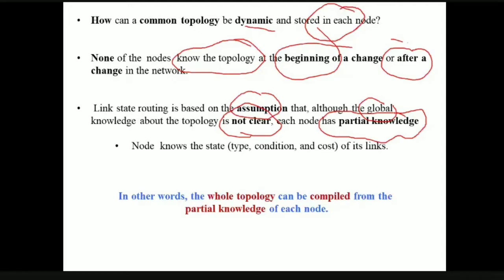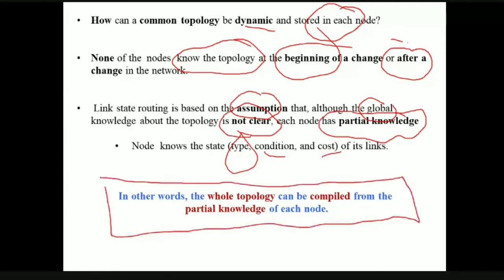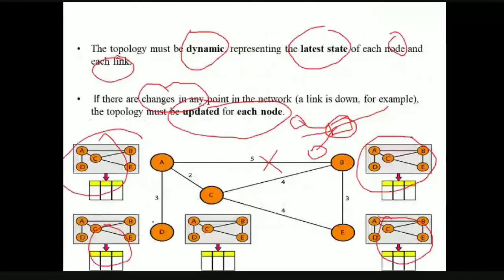Every node knows the state of its link, that is the type of the link, the condition of the link, and the cost to reach that particular link. So finally, what we can say is that the whole topological information can be compiled from the partial knowledge of each node. That is, this node will have some partial knowledge of the network, this node will have some partial knowledge, and this node will have partial knowledge. After combining all these things, every node comes to know the complete topology of the network.